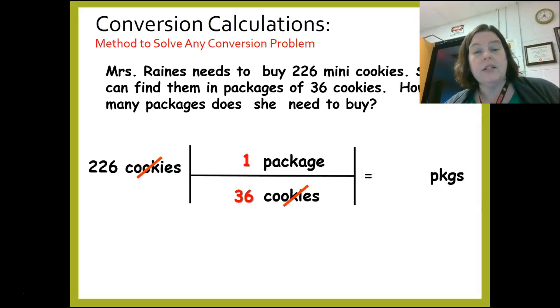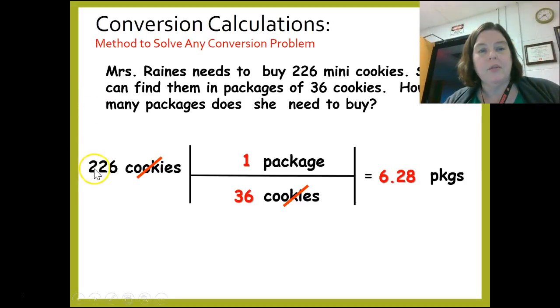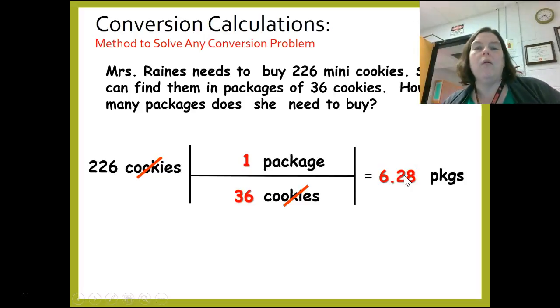And then I do 226 times 1 divided by 36, and I get 6.28 packages. It's actually 6.2777777, but remember, I have 3 significant digits over here, so I want 3 significant digits over here. Okay? So what are we doing here, and how are we getting this?